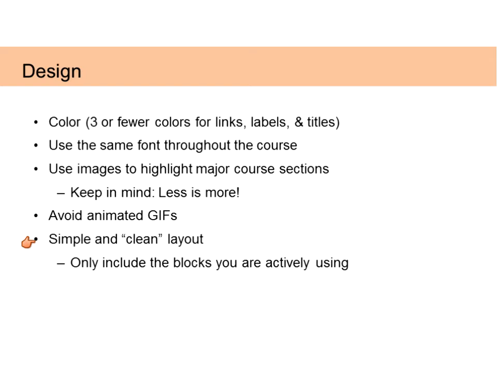Okay. Now, by default, when you request your Moodle course, I believe that it shows a 3 column layout. Three columns can be very overwhelming if there are a lot of tool blocks that you don't use. So our recommendation is to only include the tool blocks that you are actively using. In Moodle, you can change your layout to 2 columns, and you can delete some of the tool blocks that you don't want to use. So keep it simple and clean.